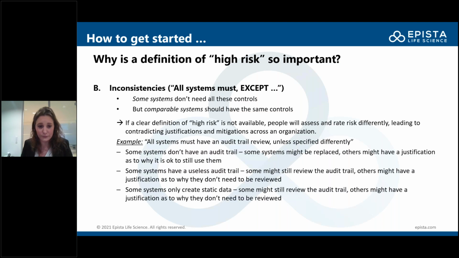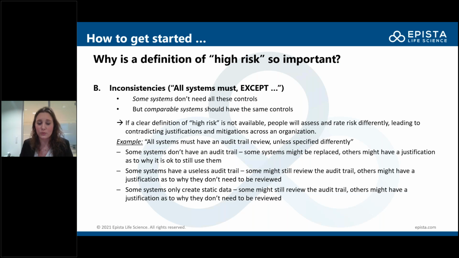An example for that, again, audit trail review. All systems must have an audit trail review unless specified differently. Nice requirement. So you might have a department that says, we have a system that does not have an audit trail, so we are exchanging that. It is a requirement, we must have an audit trail review, so we need an audit trail review. Another department might interpret this as, well, unless specified differently, we don't have an audit trail, so we're just not going to do the audit trail review.